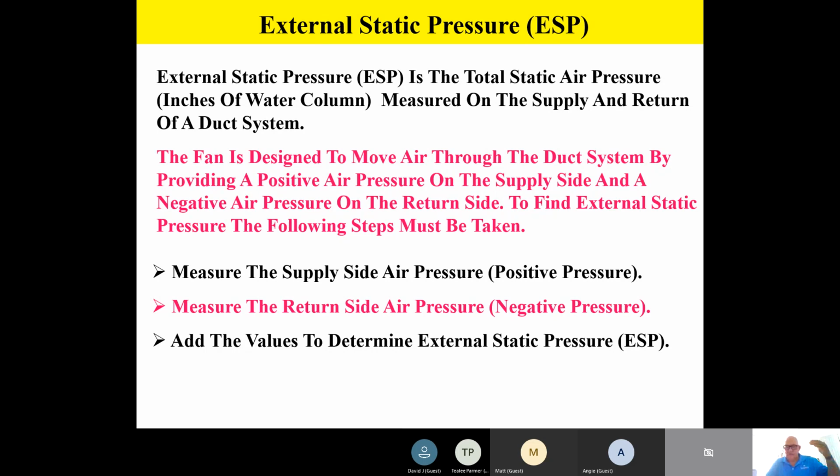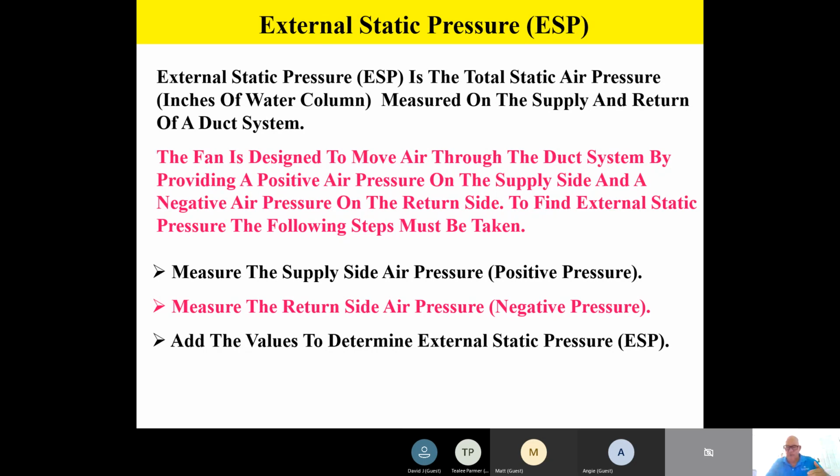I like taking one pressure first and then taking the other one and adding them up, is what I recommend, because that gives you a nice clean break between the supply and return, and you know what the static pressures are individually on supply and return. That's really a best practice, if you will.